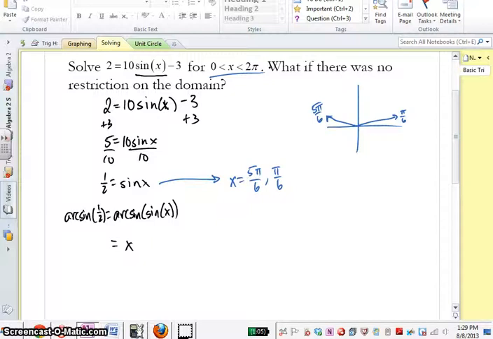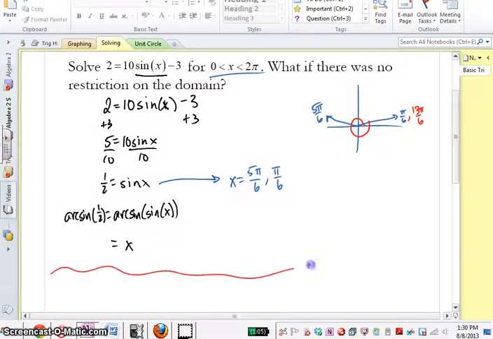The second half of the question says, what if there was no restriction on the domain? What that's saying is that we can look at any and all coterminal angles to each of these two angles, because sine of pi over 6 should be the same thing as sine of 2 pi plus pi over 6, or not just pi over 6, but 13 pi over 6.